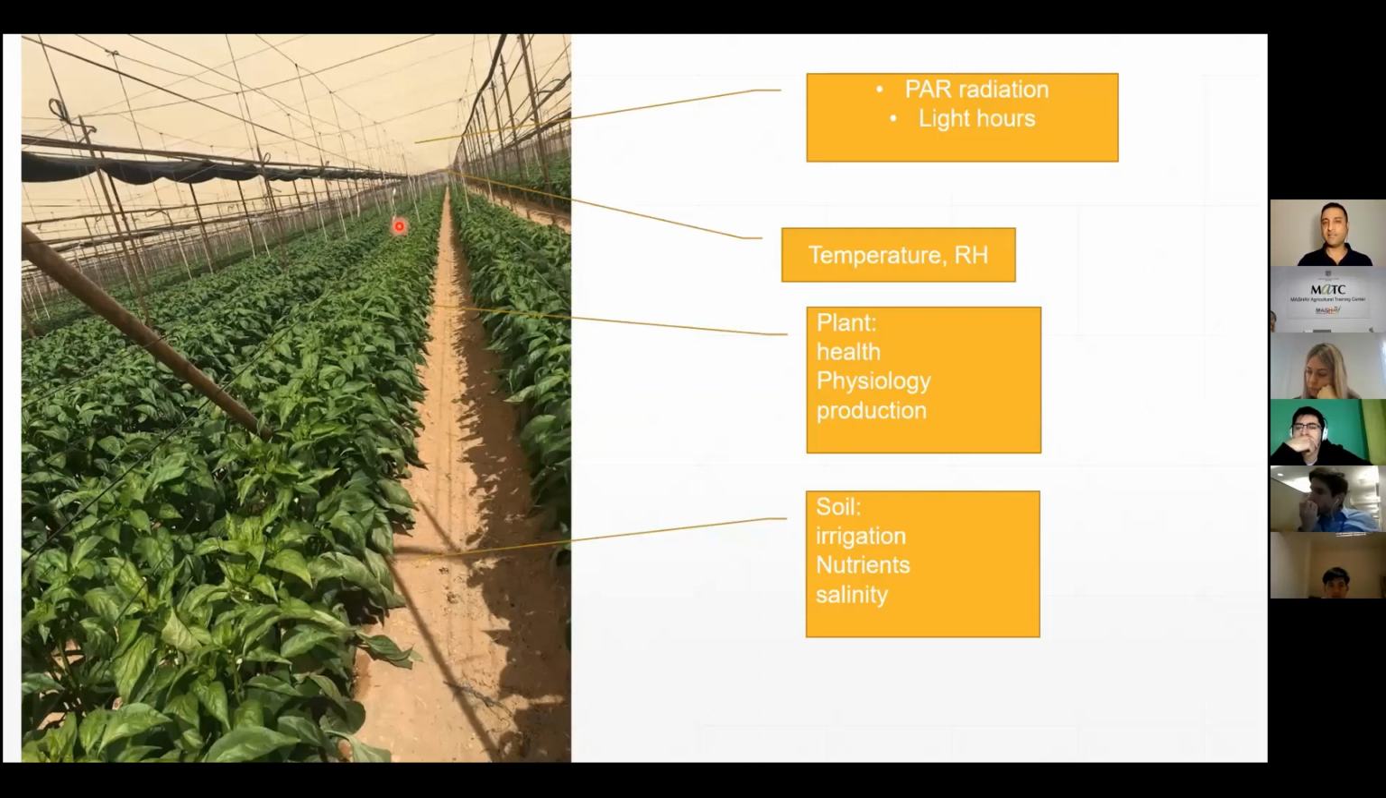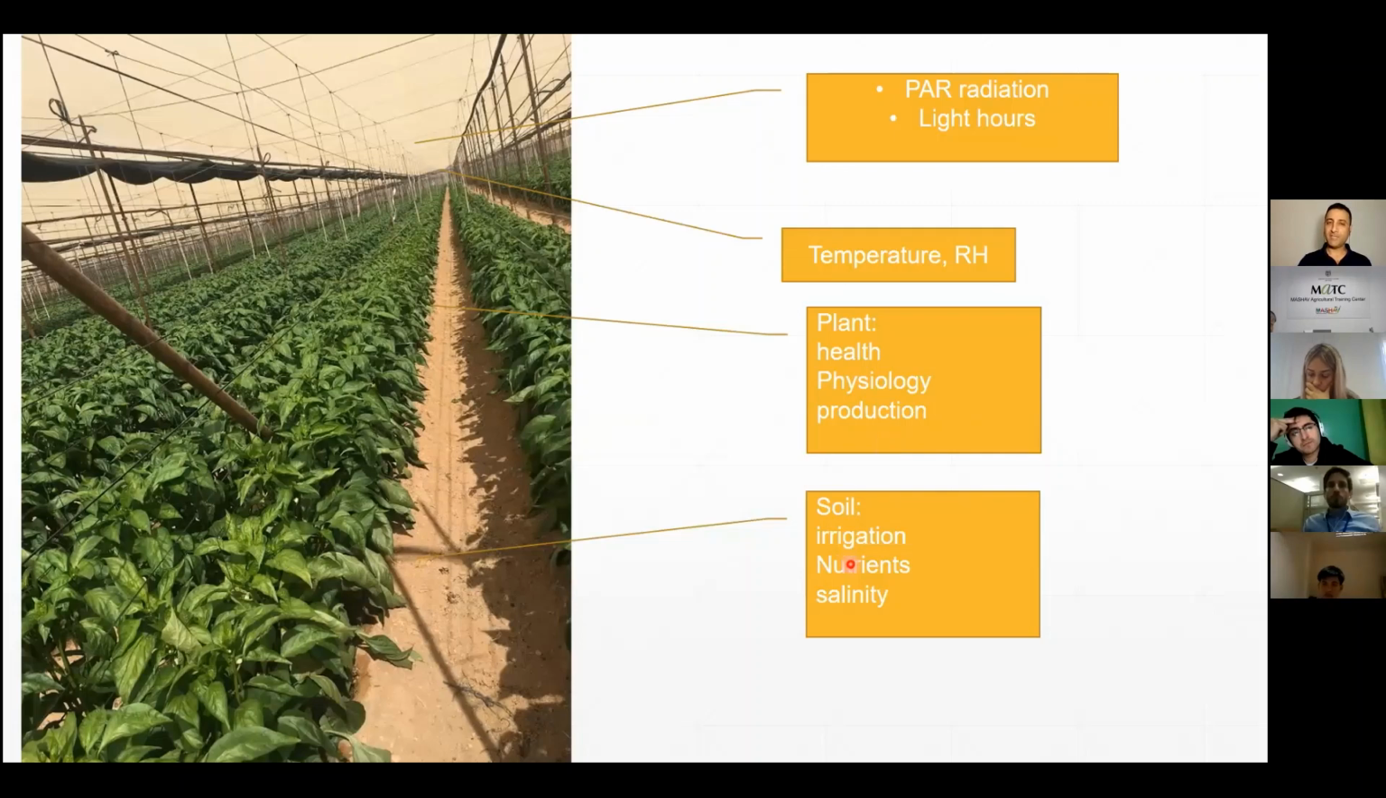Another aspect is the plant itself: its health, its physiology, its production. If we have it in numbers, and I will show you it immediately on graphs, and you have a system to detect all these parameters, you will have a very powerful tool to take one look at a graph and tell immediately if this plot is okay or not.